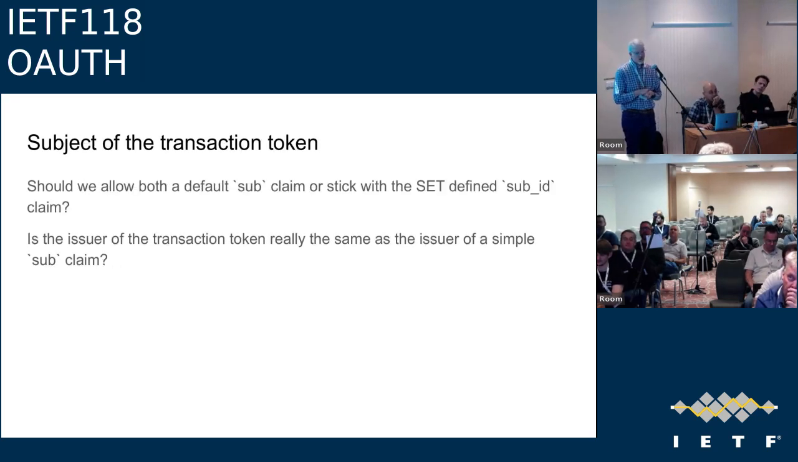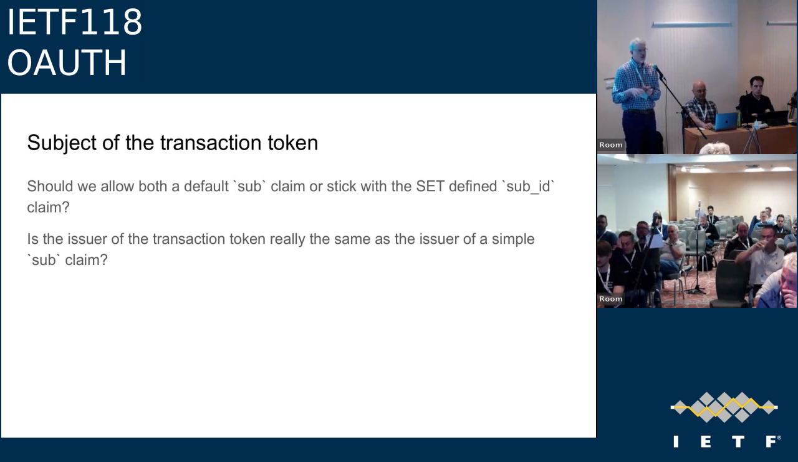There's been some discussion around subject: should we allow for a simple subject versus using the subject ID claim? I think this discussion is resolving into only allowing the subject ID claim, because in this particular case, the subject of the transaction token is not a subject of the issuer of the transaction token.